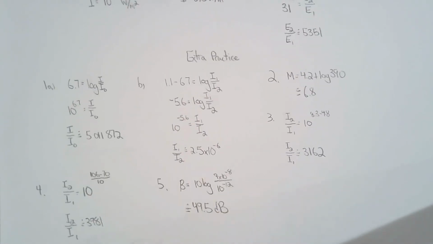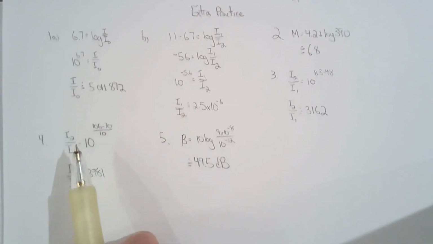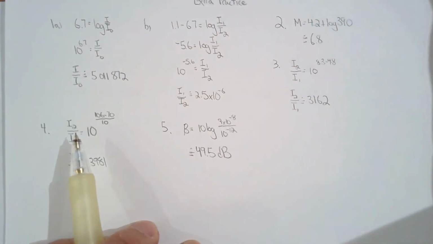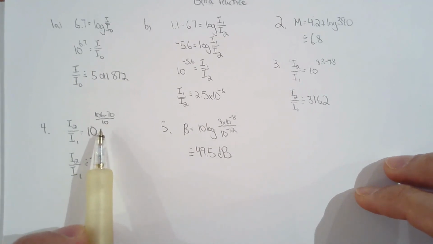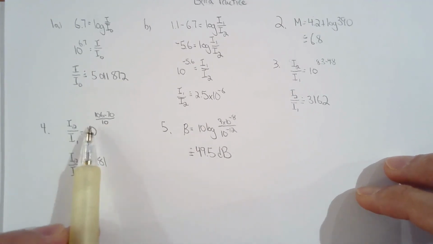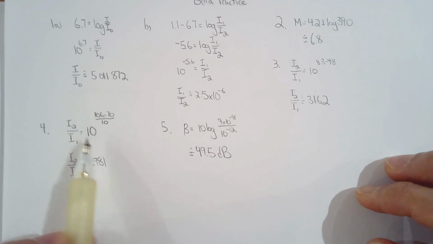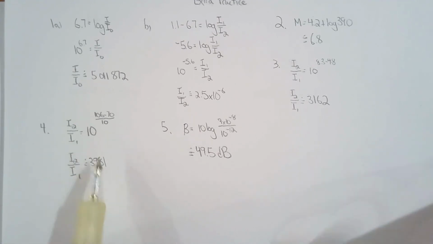Number 4, I basically found the difference in the two sounds on the decibel scale. But be careful, because the way the decibel scale works, I have to take that difference and divide by 10, because each 10 unit change represents a 10-fold increase, or 10 times as intense as before. So once you sub that in, it's 3,981.